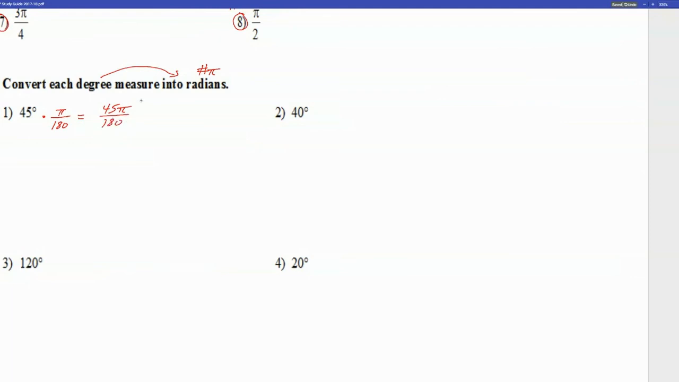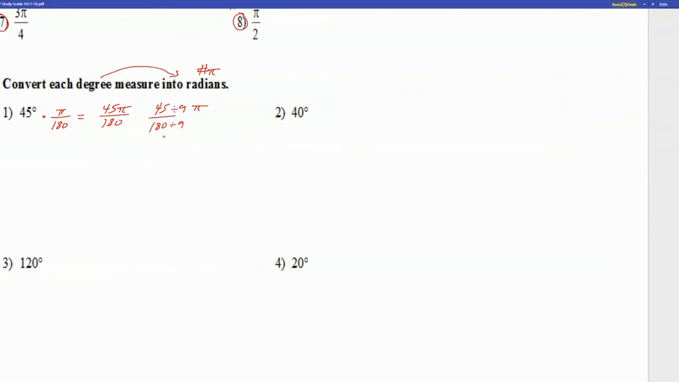Now the real question is, can I reduce? So this is really where you have to know your fractions. And I'm going to go ahead and say, you know what, I think 45 and 180 might have a factor of 5. So I'm going to go ahead and do that. One thing I also noticed is both are factorable by 9. So I'm going to change my mind real quick. And I'm going to reduce by a factor of 9. So basically what I'm doing is I'm doing that, okay?